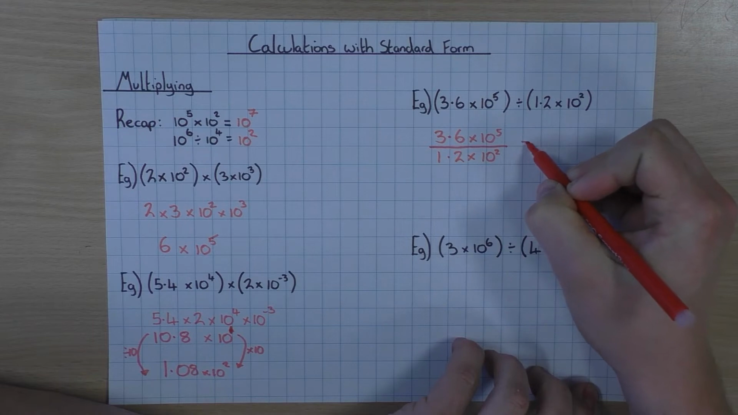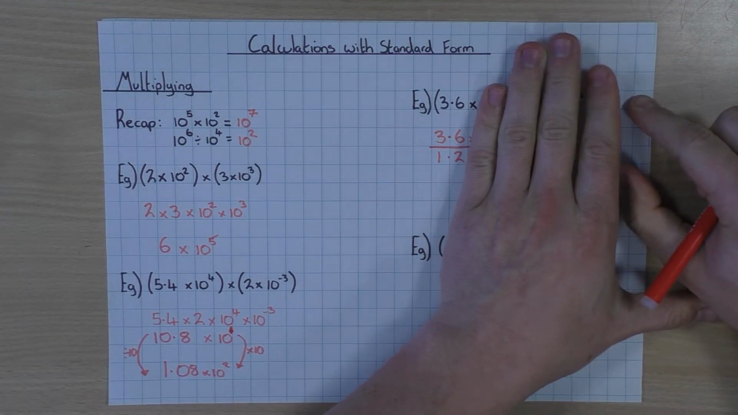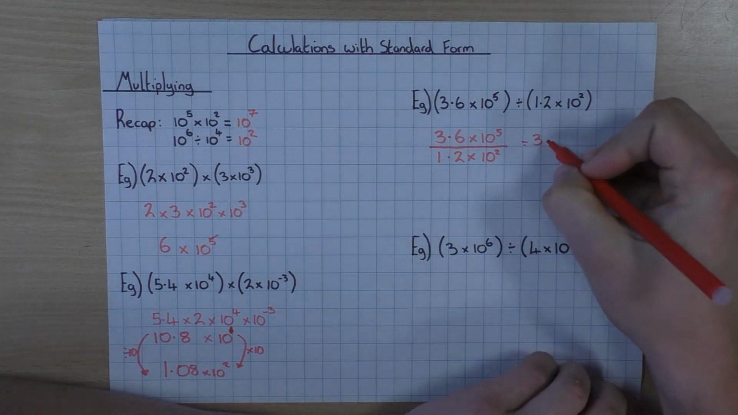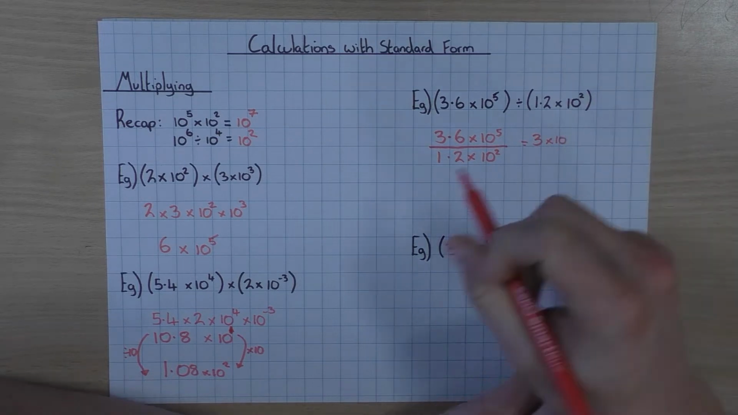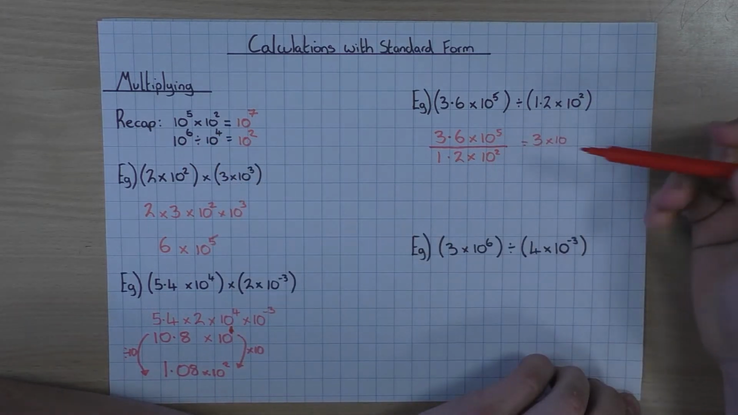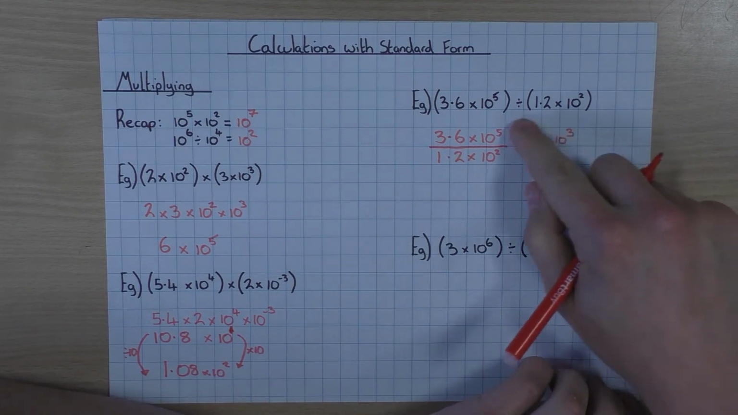So this one, what I'm going to do is block that off and go 3.6 divided by 1.2. Well, that's nice, it's 3. Then I've got my times 10, and just like we used our rule over here, if you're dividing, you take the powers away. So 5 take away 2 is 3. And again, check it's in standard form.